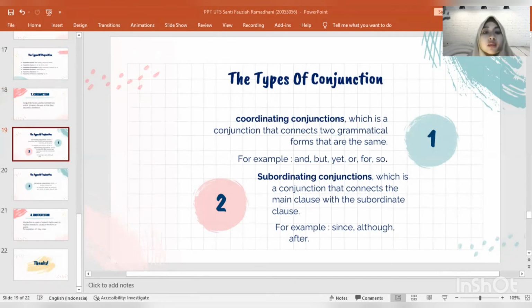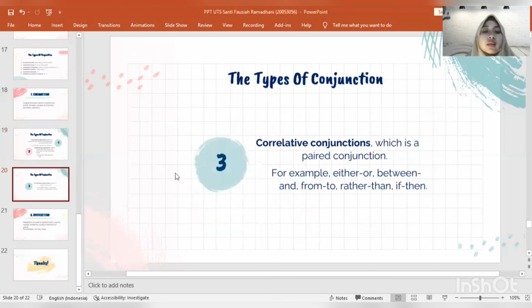The next is subordinating conjunction, which is a conjunction that connects the main clause with the subordinate clause. For example, since, although, and after. And the last is correlative conjunction. For example, either, or, between, and, from, to, rather, than, and if, then.